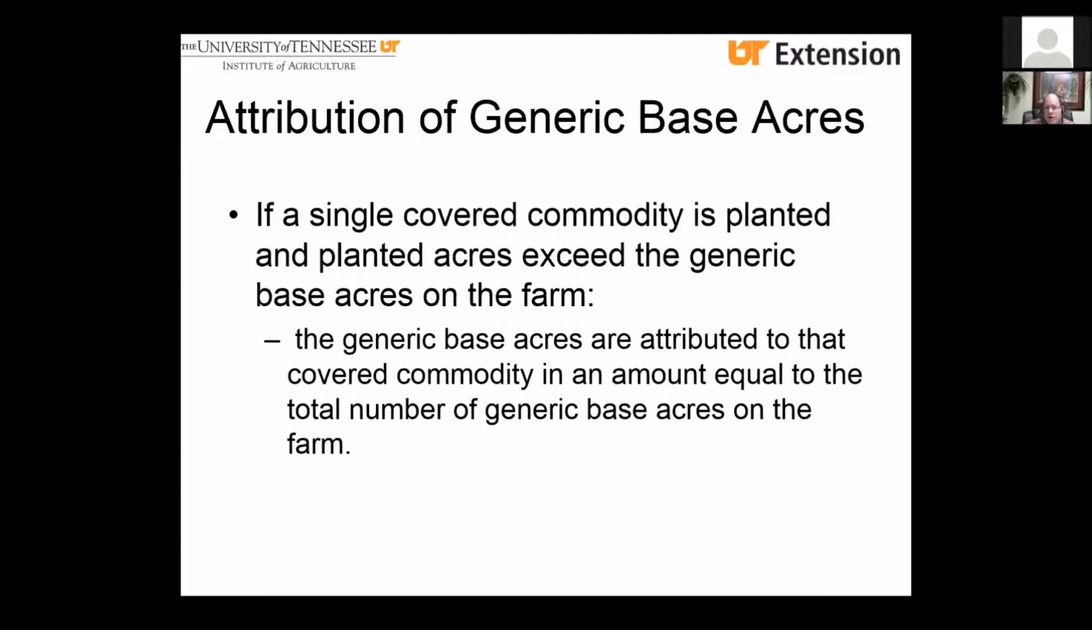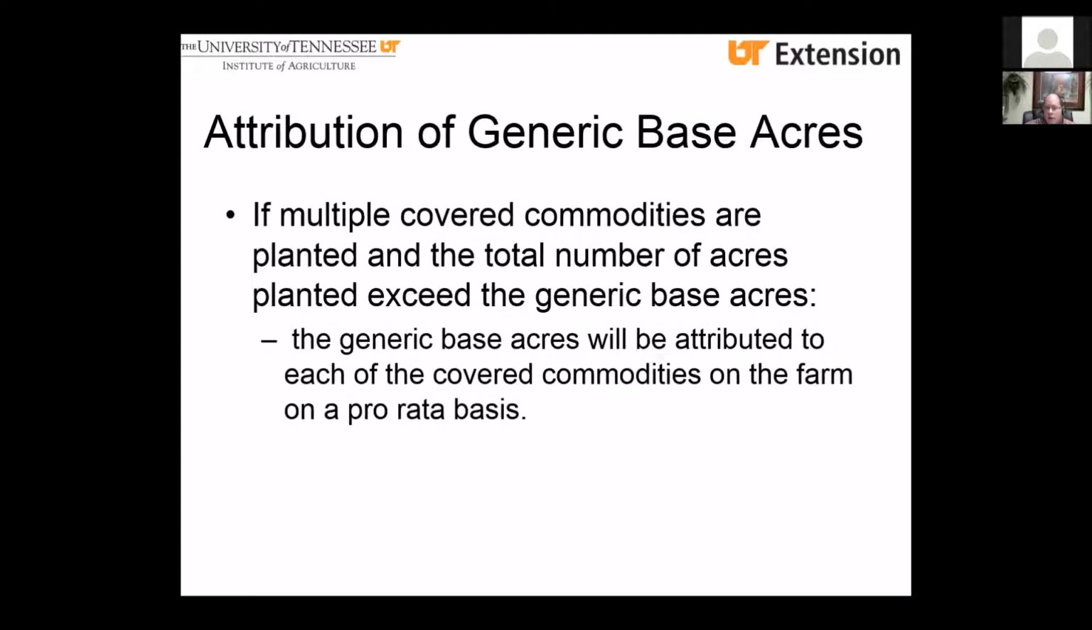If a single covered commodity is planted and the planted acres exceed the generic base, then the generic base will be attributed to that covered commodity in an amount equal to the total number of generic base acres on the farm. Now, if we have multiple covered commodities planted and the total number of acres planted exceeds the generic base acres, then the generic base will be attributed or assigned to each of the covered commodities on the farm, and that will be on a prorated basis.